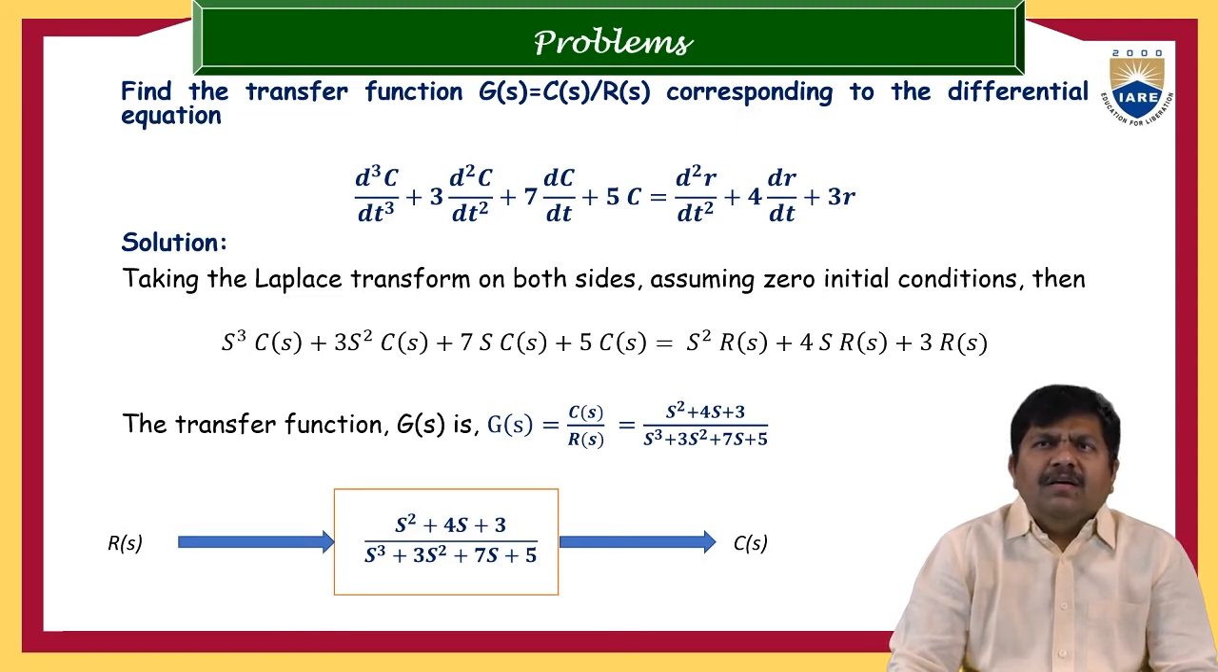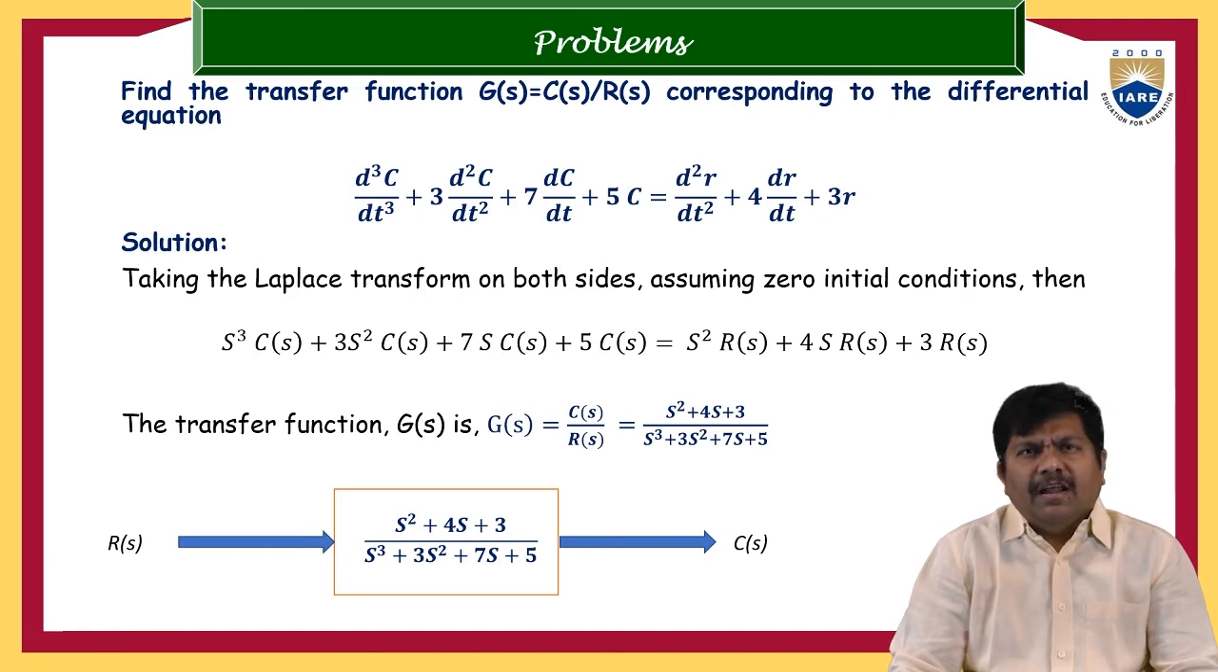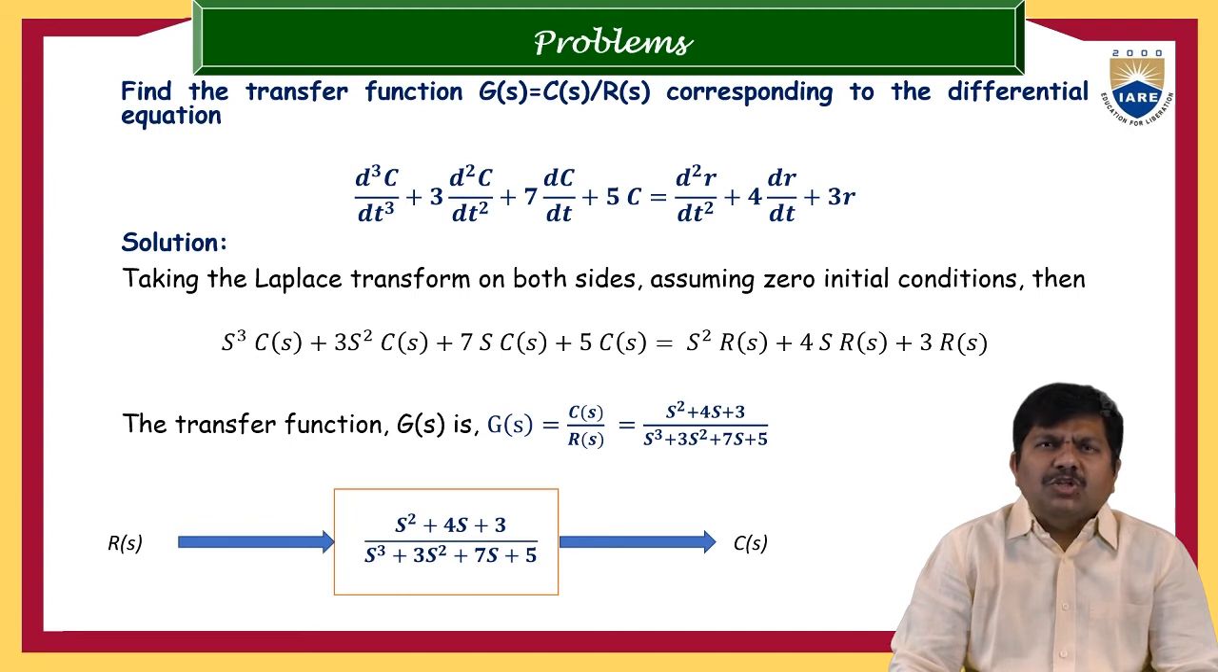So on the left side, every term has C(s). So just separate C(s) from the left side expression and R(s) from the right side expression, and rearrange the equation such that the ratio of C(s) to R(s) is the final expression, that is (s² + 4s + 3) divided by (s³ + 3s² + 7s + 5). This is the mathematical equivalent, the transfer function way of representing any physically existing system.